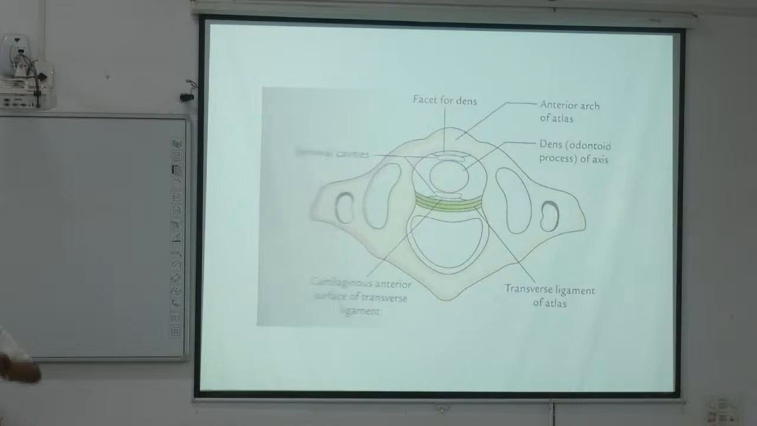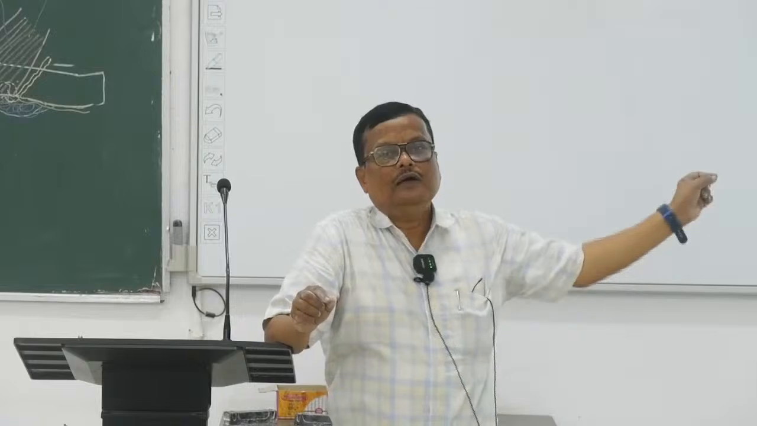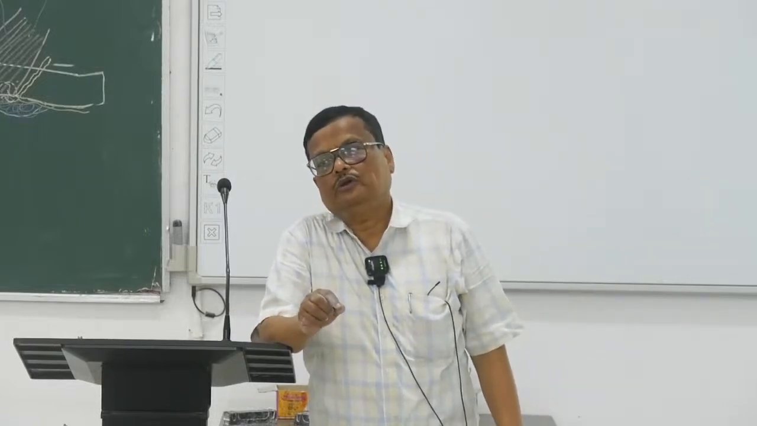As the total looks like a cross, we call it the cruciform ligament. So the cruciform ligament has a horizontal or transverse part and a vertical part, and the transverse part comes in formation of the pivot joint, that is the median atlanto-axial joint.